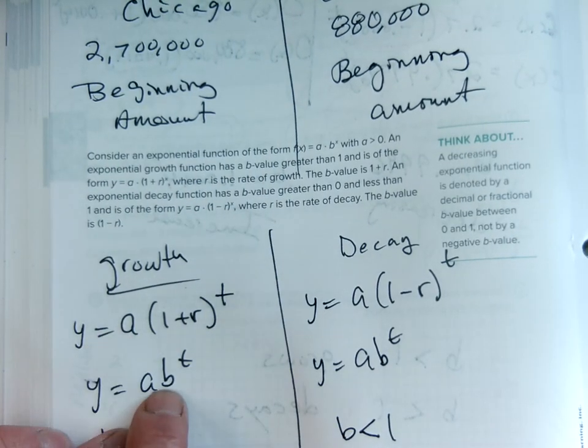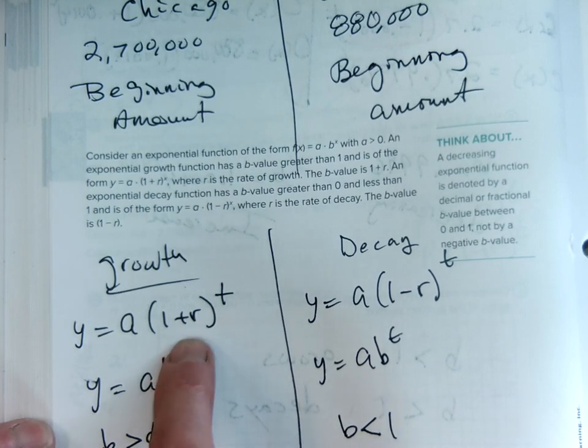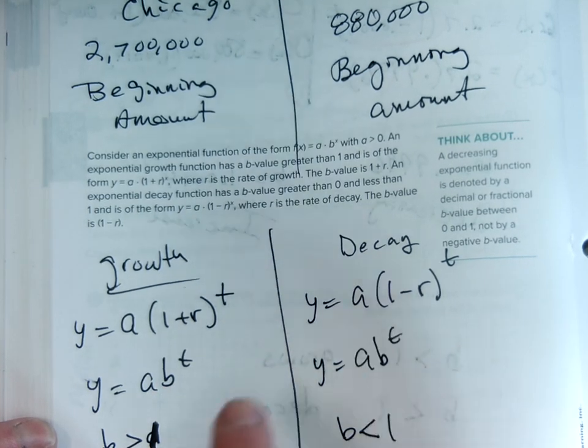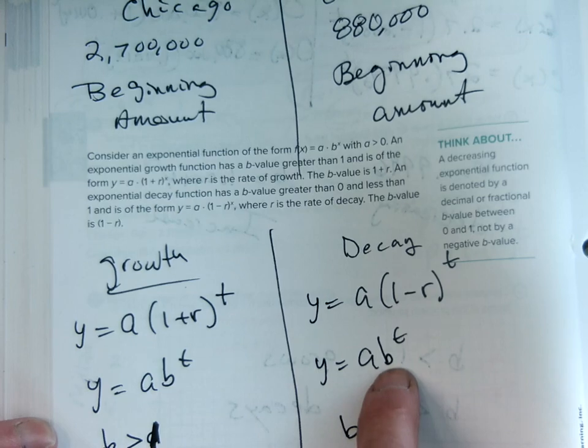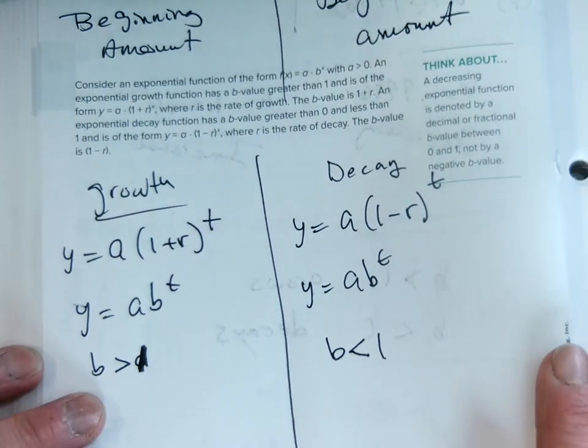Okay, so then the b is the growth rate. You can write it as 1 plus r as long as b is greater than 1, or 1 minus r if it's decay, as long as b is less than 1. Okay, and that's what we did today.